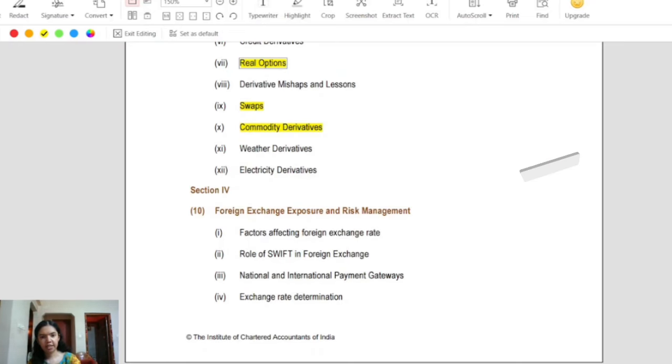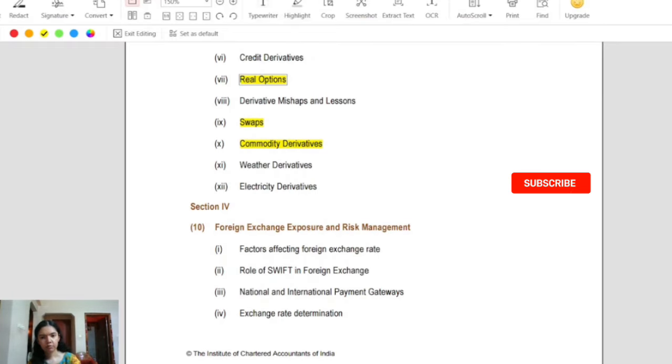Next we have chapter number 10, that is foreign exchange exposure and risk management. Actually this is one of the most important topics from the IBS point of view. So you have to go through this chapter. It focuses on managing risks that businesses face, especially while dealing in foreign currency, such as during imports, exports, or setting up subsidiaries abroad. Understanding the concept of foreign exchange exposure and the methods used to manage or hedge these risks are crucial, as effective risk management helps protect the company from losses due to currency fluctuation.